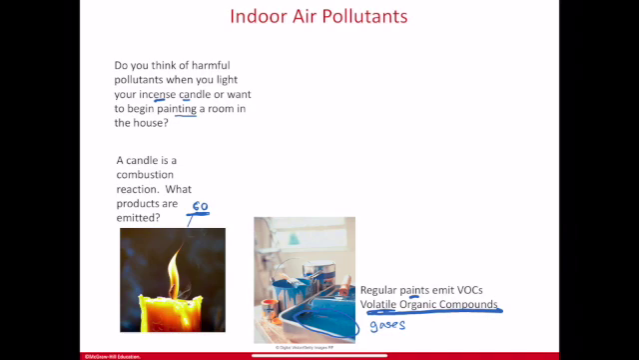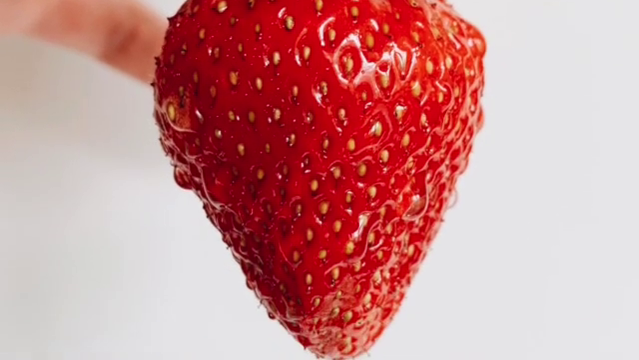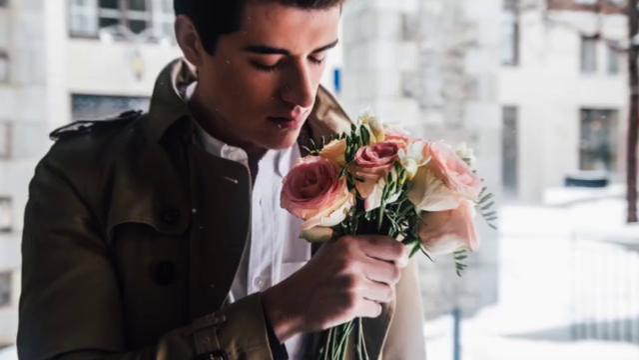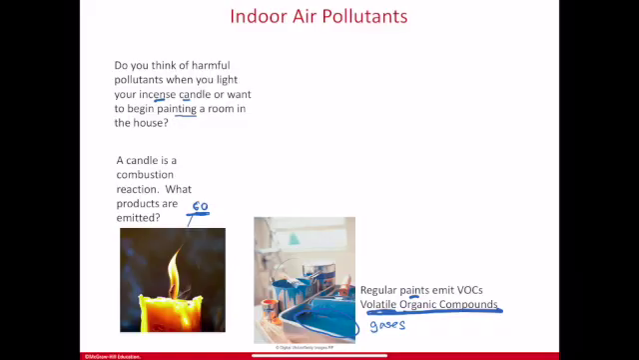And the reason why they're volatile, that this paint easily releases gases, is because they're organic compounds. We'll get into organic compounds much later in chapter 12, but organic compounds are carbon-containing compounds. So some volatile organic compounds are naturally occurring, like the smell of a strawberry, or from a flower, the scent of a rose. Those are volatile organic compounds as well.